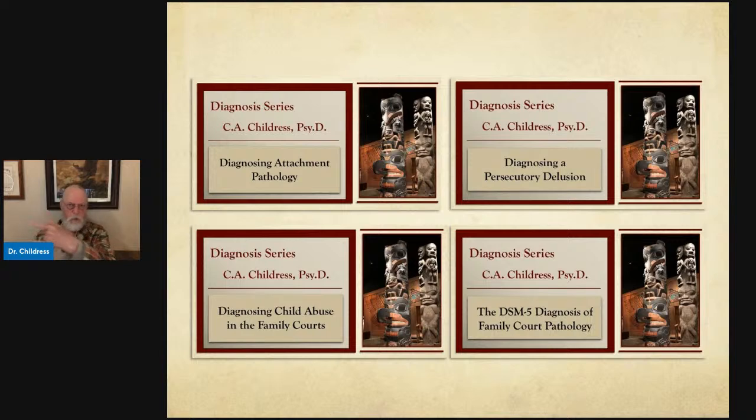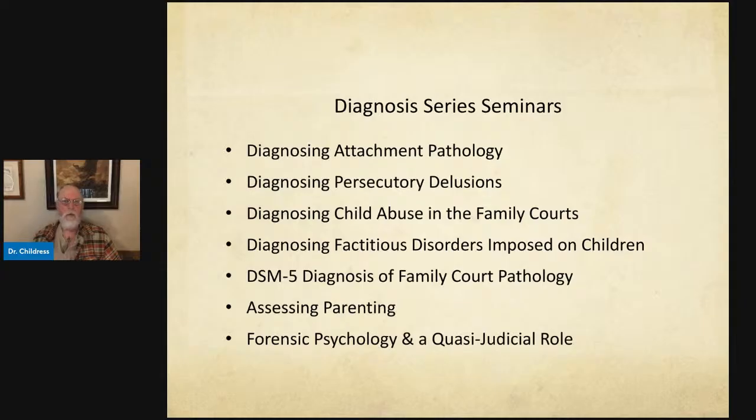For the judges, for the attorneys, anybody who wants to know how to assess this pathology or what it is, you've got a diagnosis series at a professional level of discussion. Here's what the whole series is at this point. We have diagnosing attachment pathology, diagnosing persecutory delusions, diagnosing child abuse in the family courts, diagnosing factitious disorders imposed on children, and the DSM-5 diagnosis of family court pathology.